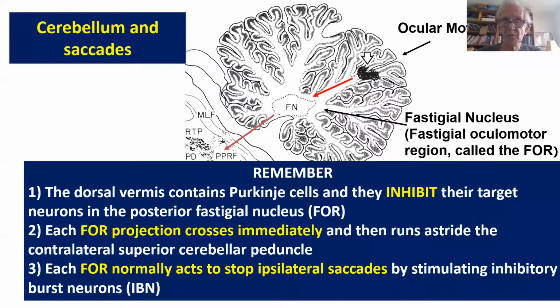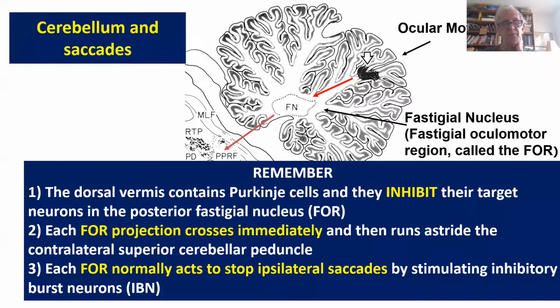The dorsal vermis contains Purkinje cells. They inhibit their target neurons in the posterior fastigial nucleus, called the FOR. Each FOR projection crosses immediately and then runs astride the contralateral superior cerebellar peduncle. We'll see pictures in a second. So each FOR normally acts to stop ipsilateral saccades by stimulating inhibitory burst neurons.